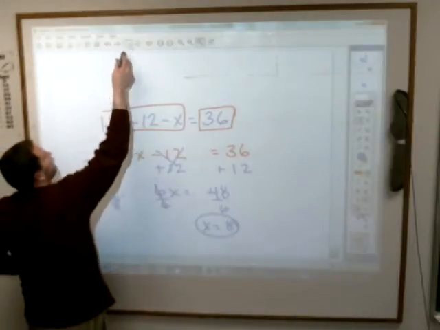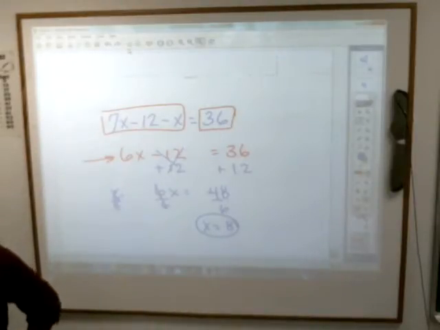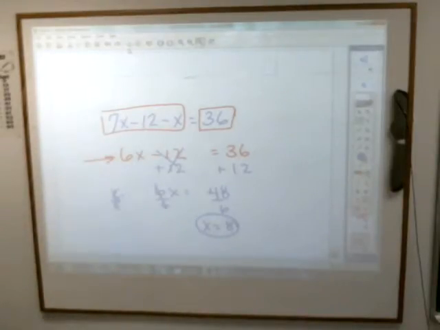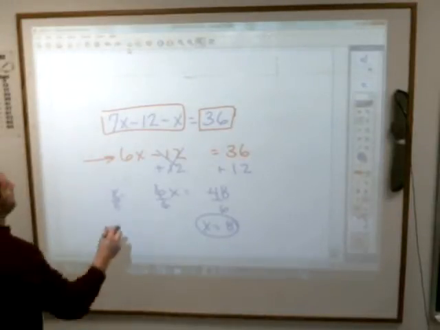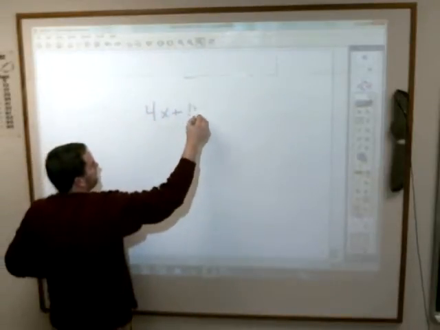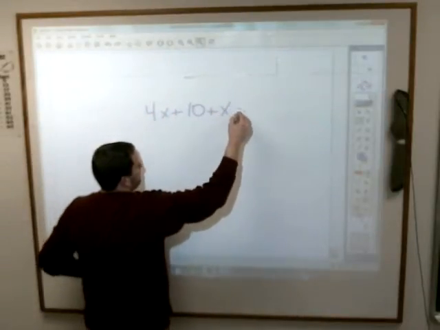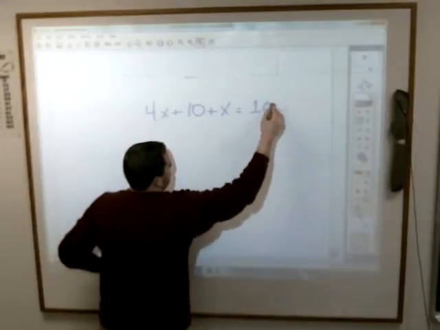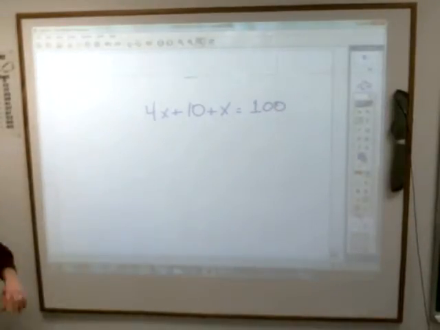Another one. Okay, since we're making slow but sure progress here. 4x plus 10 plus x equals 100. Go ahead, work that one out there for me. Oh, there is a division one there. Let's do that one.